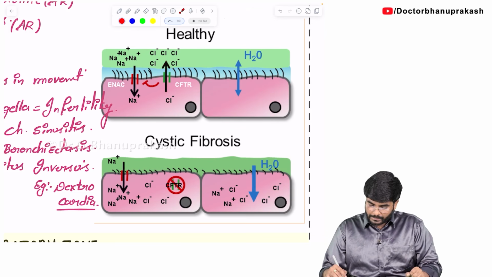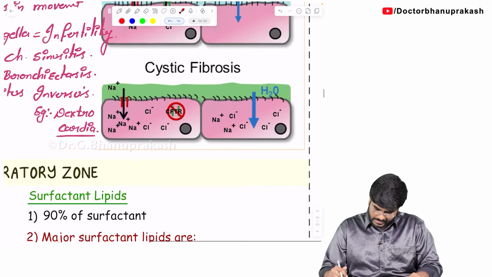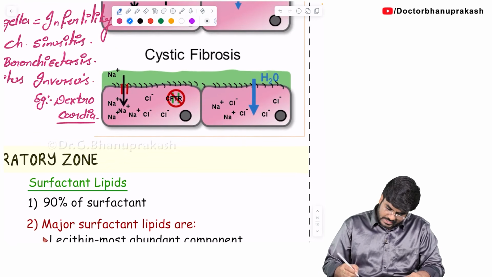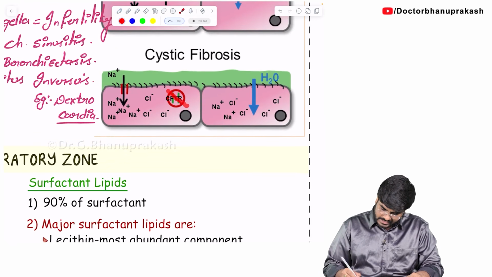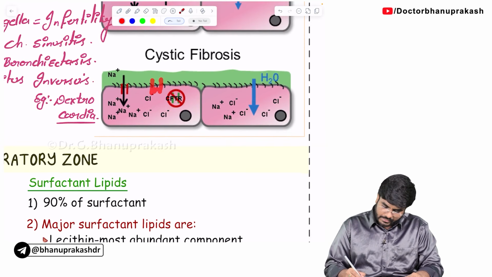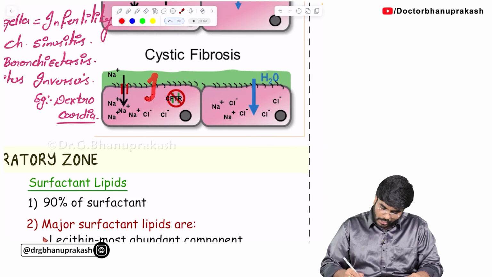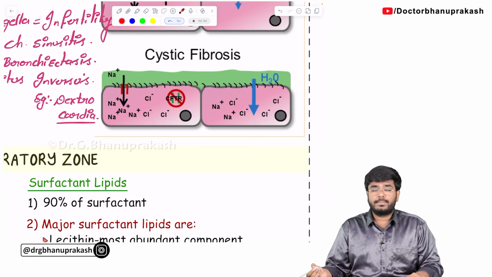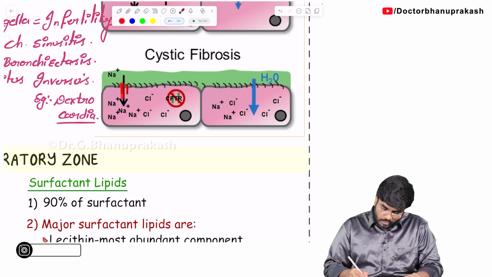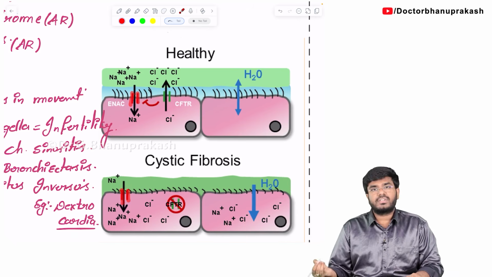But what happens in cystic fibrosis? Look, in cystic fibrosis, the CFTR gene is mutated. Because of this, do you think chloride channels are there? No, there are no chloride channels. So, is chloride going out? No, the chloride is not going out. But which channels are functioning? Only the sodium channels are functioning. Previously also, the sodium channels were functioning.